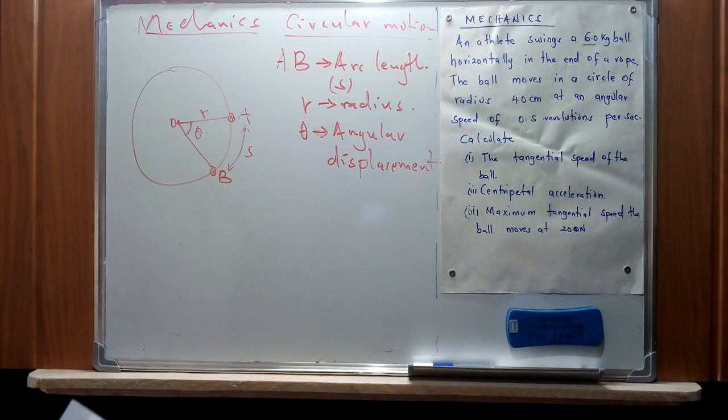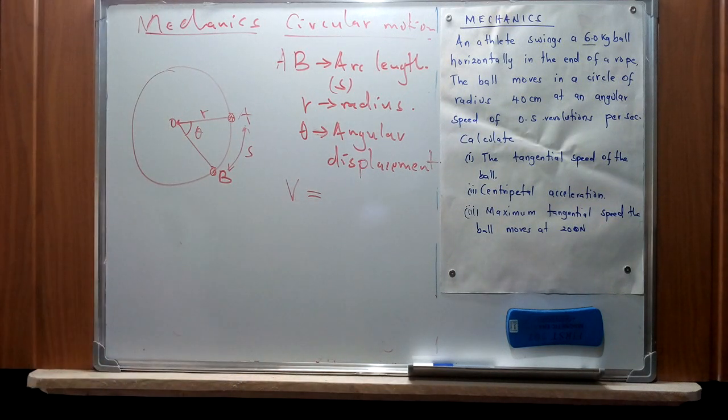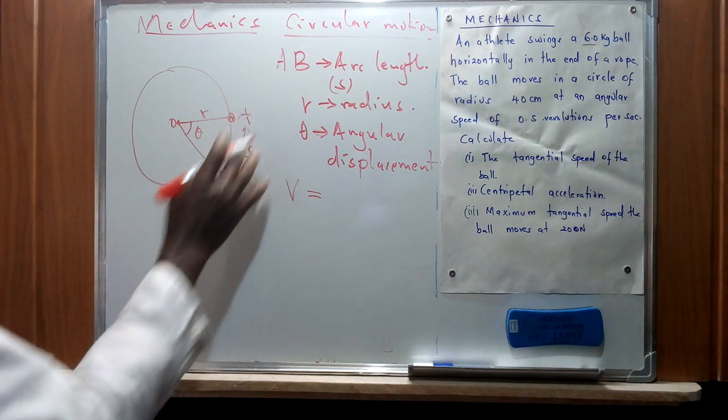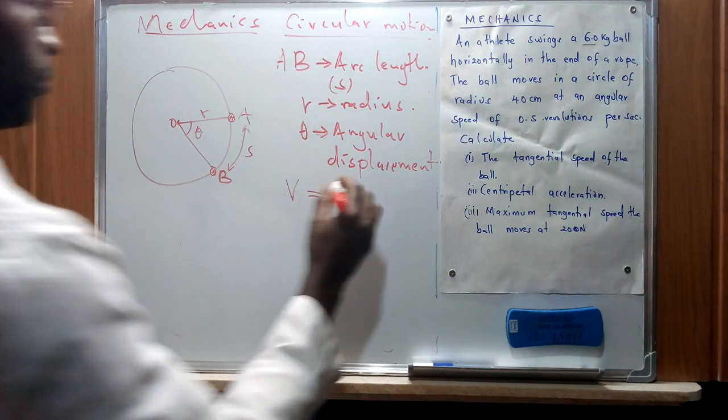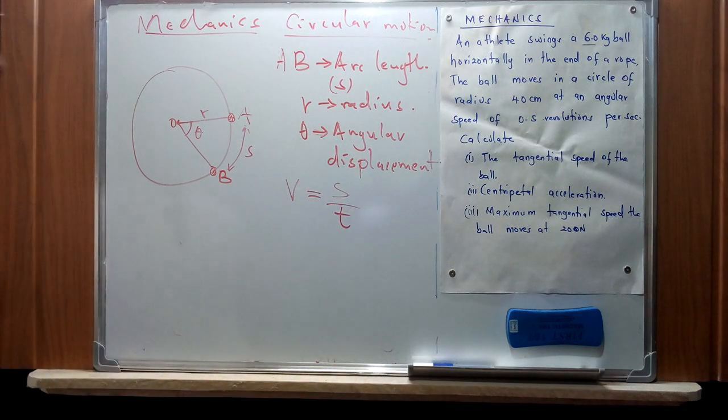So in that case, when we are talking about velocity, we said that velocity is the rate of change of displacement over time. So in this case, if the object moves from A to B, this is the arc length, it will form our displacement, and if the time taken for it to reach point B is t seconds, then we give a representation of that particular expression as V equals S over T. So this one gives us our expression for velocity.